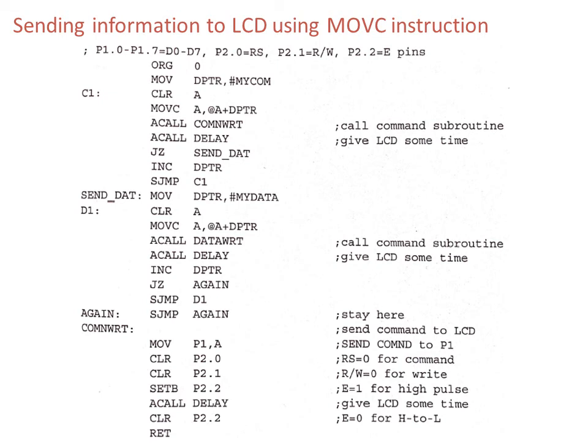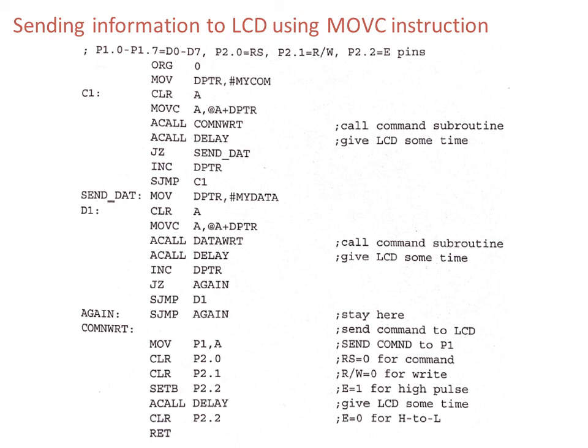The first instruction is MOV DPTR, #MYCOM. Here MYCOM is nothing but the database created which includes the values we need to send to LCD as commands. It includes the values 38H, 0EH, then 01H, 06, 84, etc. For example, the first value in MYCOM is 38H.